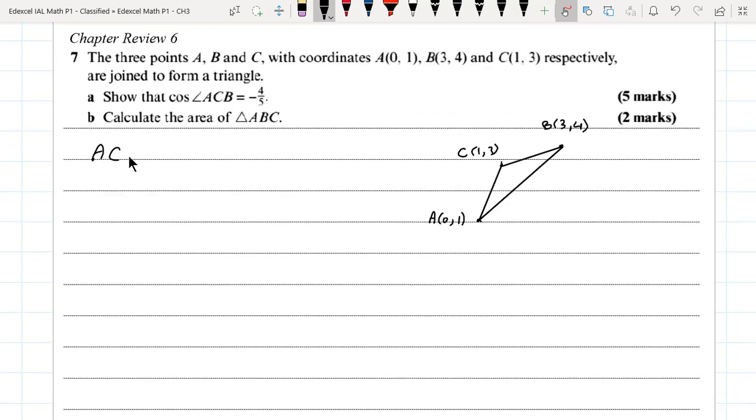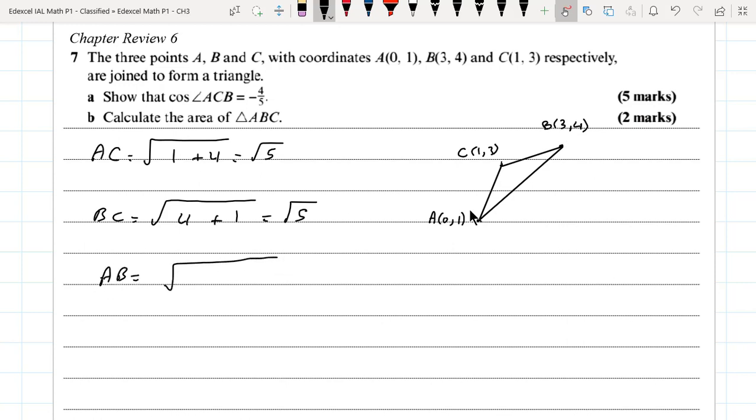According to the distance rule, we can get AC, which is square root of 1 minus 0, 1, square root 1, and then 3 minus 1, 2, square root 4, to be square root of 5. BC is equal to square root of 3 minus 1, 2 squared will be 4, and then 4 minus 3, 1 squared will be 1, square root of 5, and finally AB is equal to square root of 3 minus 0, 3 squared 9 plus 4 minus 1, 3 squared 9 also, which will be 3 root 2.